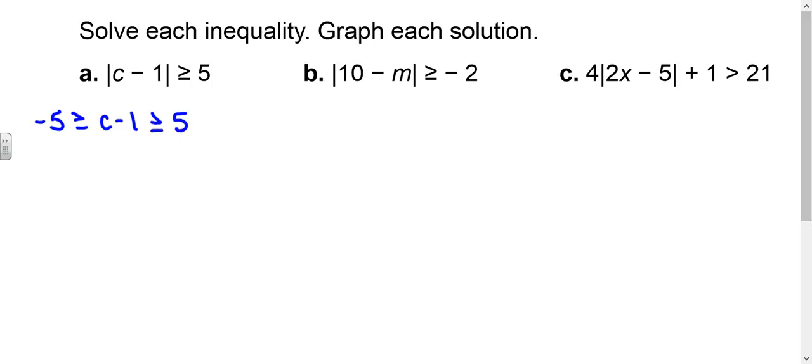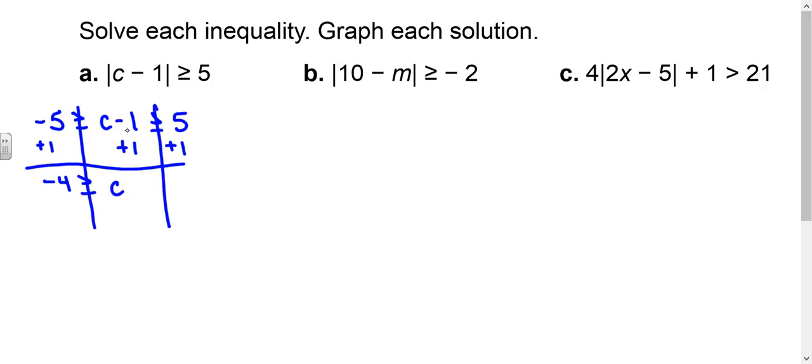So the absolute value of this has to be between negative 5 and positive 5, or equal to one of those numbers, in order for this to work. So we're going to solve for c. So we're going to add 1 to all three parts. So negative 5 plus 1 would be negative 4 is greater than or equal to c, which is greater than or equal to 5 plus 1, which is 6.